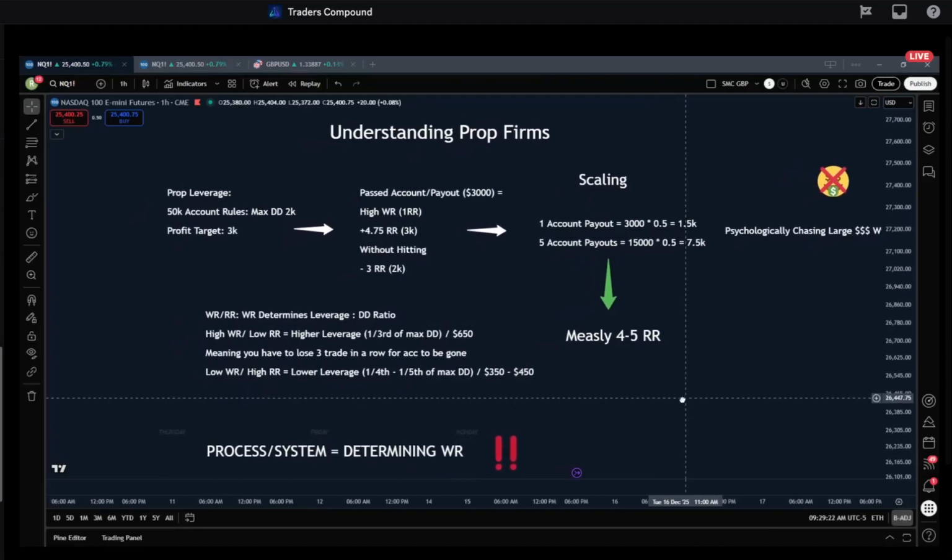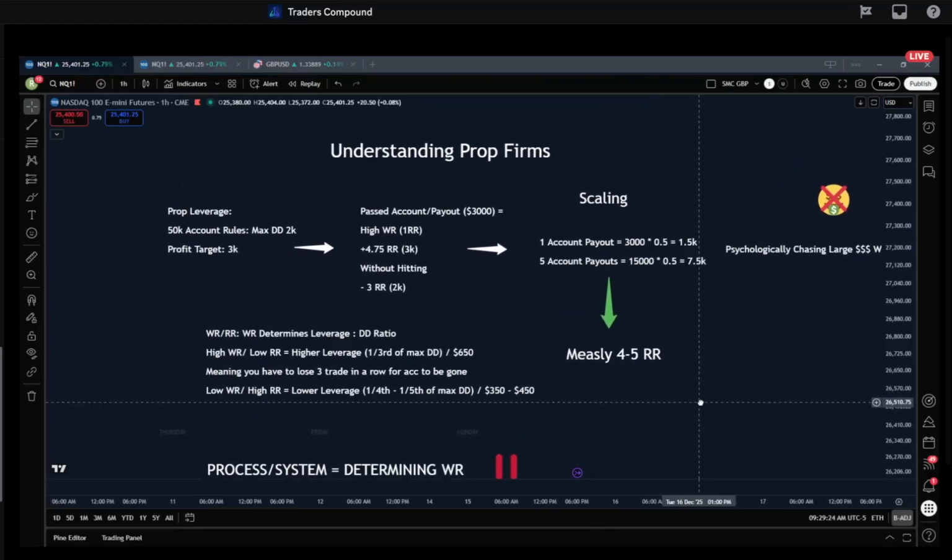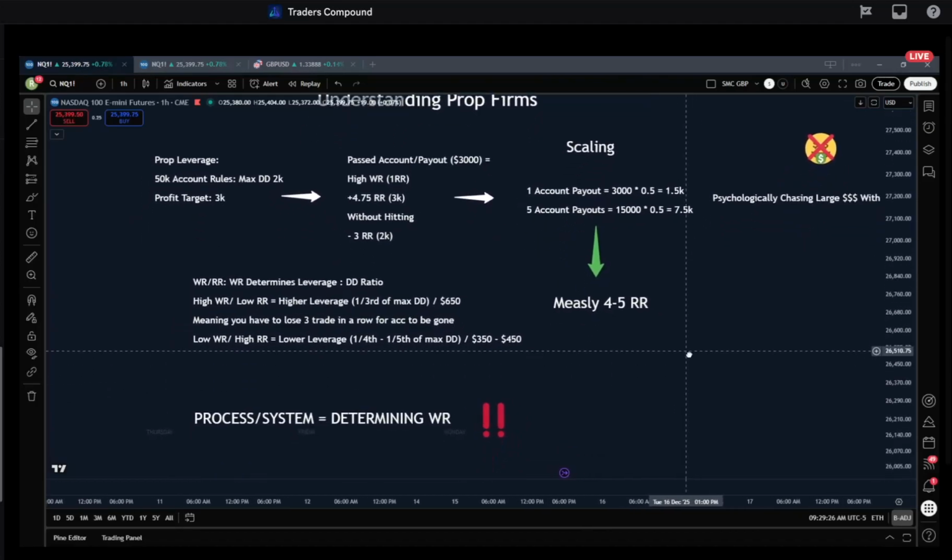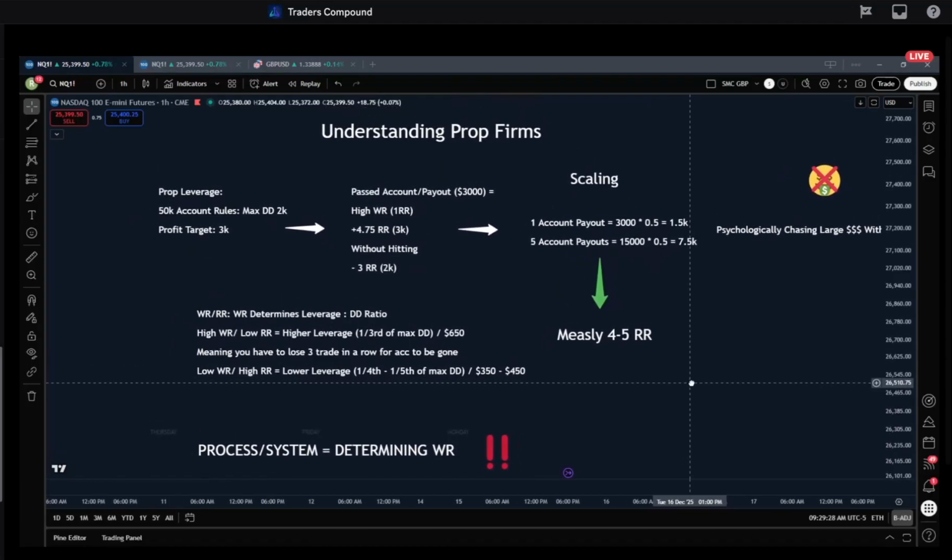Okay, and this is understanding prop firms, and we're going to be setting up risk management plans and explaining why I trade the way I do, and why I aim for the risk to reward I do, why the results that I look at are the way they are.